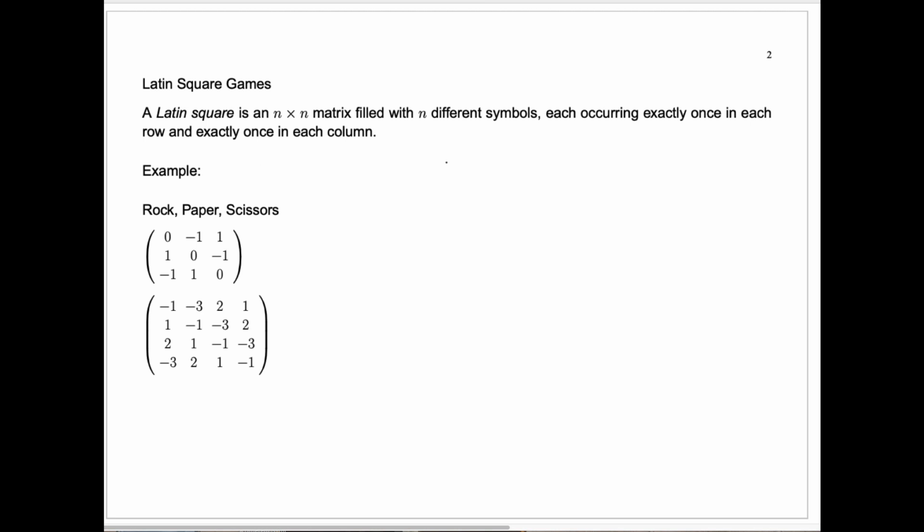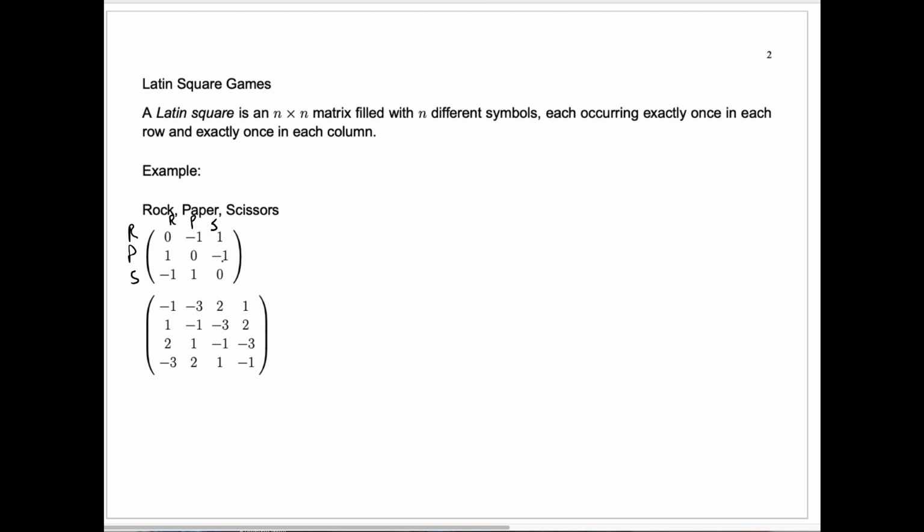What do we mean by a Latin square game? Well, a Latin square is an n by n matrix filled with n different symbols, each occurring exactly once in each row and exactly once in each column. The game we've looked at most, rock, paper, scissors, has 3 choices for player 1 and 3 choices for player 2. It has a 3 by 3 payoff matrix, and this is just a Latin square with the three numbers 0, 1, and -1. You see each row and each column has exactly one 0, exactly one 1, and exactly one -1.